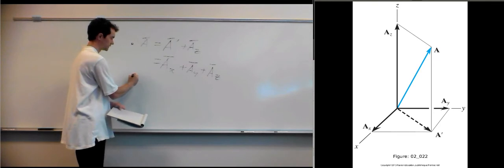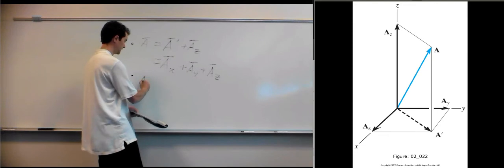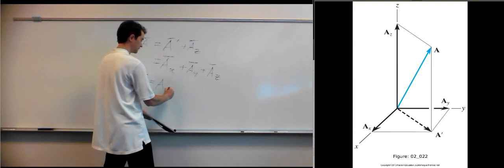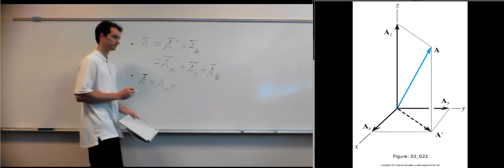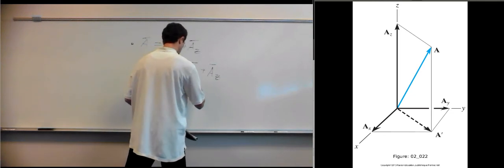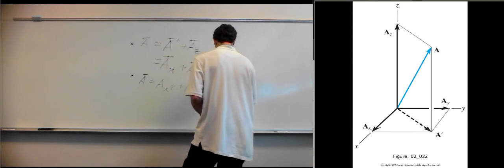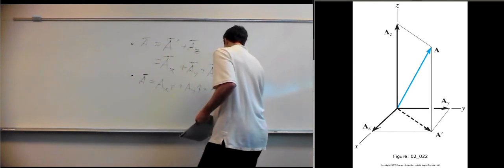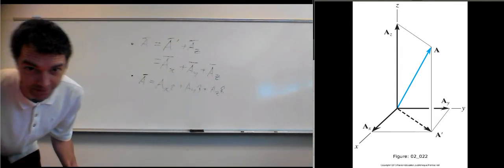And then we can use Cartesian coordinates, like we did in 2D, and say that A is equal to the magnitude of AX times the I direction vector plus AY times the J direction vector plus AZ times K.